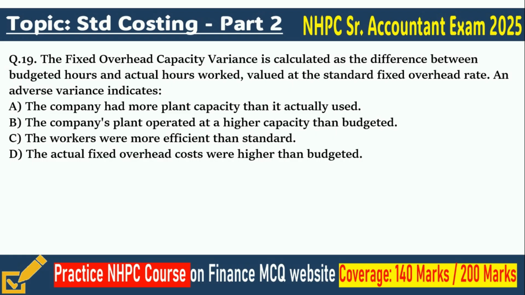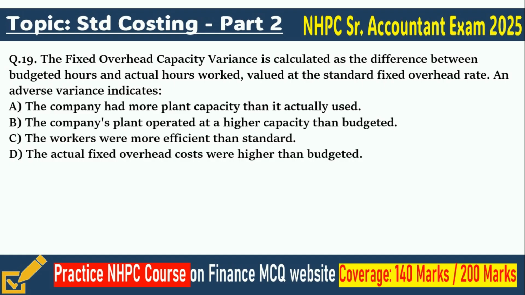The fixed overhead capacity variance is calculated as a difference between budgeted hours and actual hours worked, valued at the standard fixed overhead rate. So, an adverse variance indicates option A, the company had more plant capacity than it actually used. Option B, the company's plant operated at a higher capacity than budgeted. Option C, the workers were more efficient than standard. Option D, the actual fixed overhead costs were higher than budgeted.